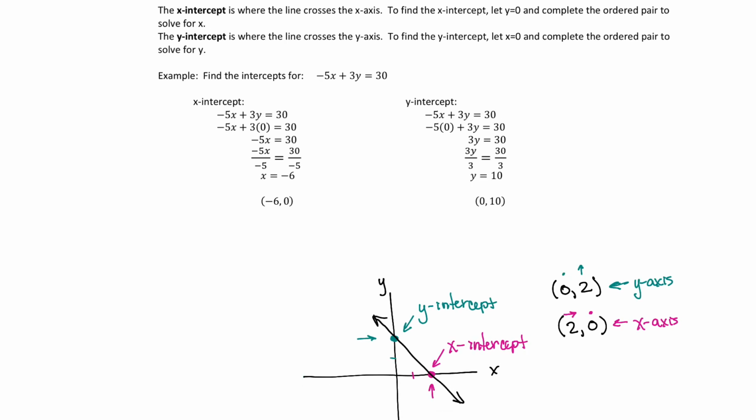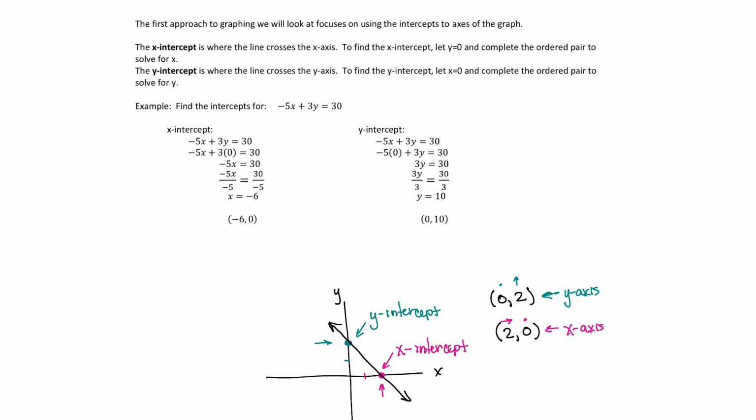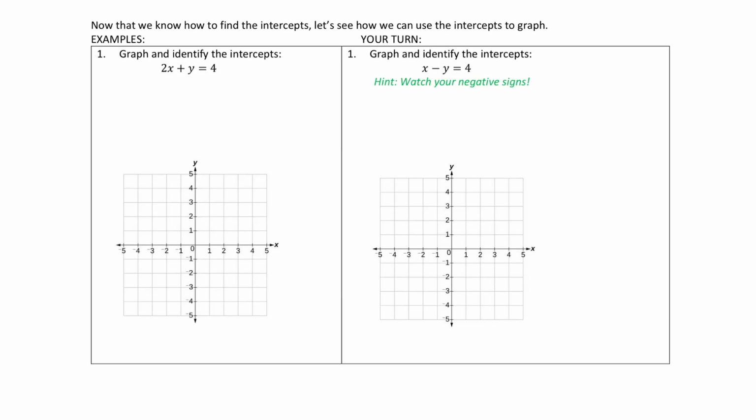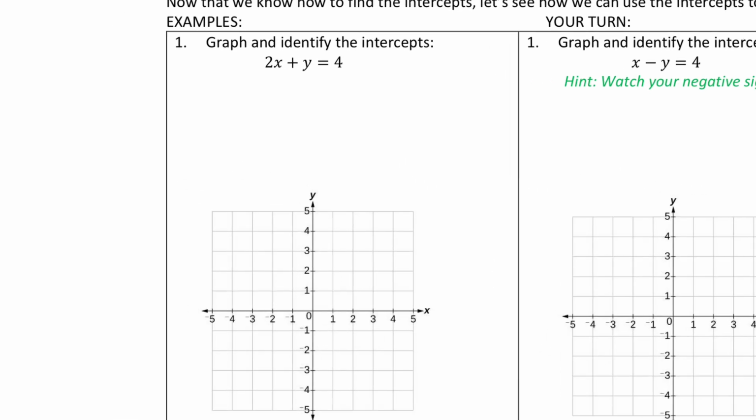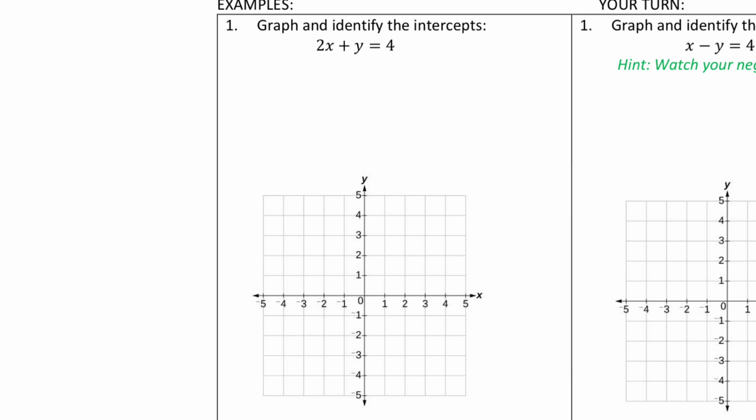Okay, that may seem quite confusing because you haven't seen a problem yet, so let's take a look at a problem. Okay, here we go. We're going to graph this and identify the intercepts. Okay, it doesn't say that you have to use intercepts to graph it, but that's the easiest way to do it when it's asking you for them.